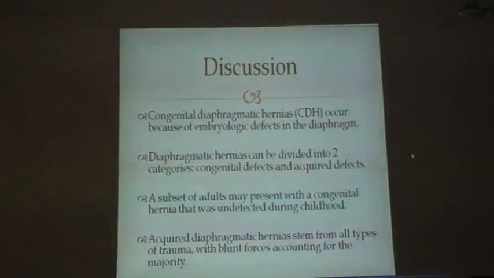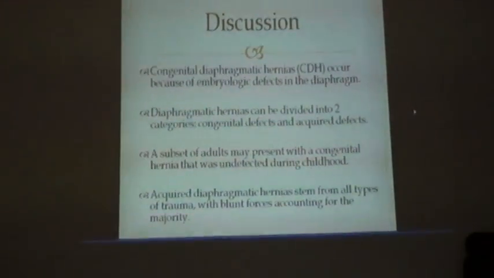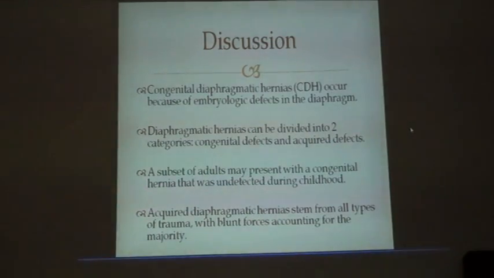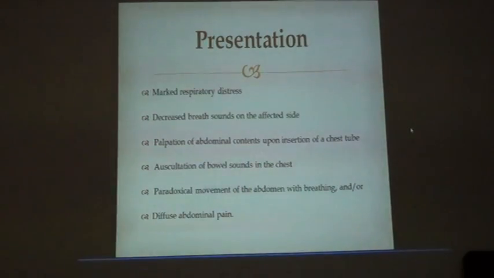Discussion. Coming to the discussion, congenital diaphragmatic hernias occur because of embryological defects in the diaphragm. Diaphragmatic hernias can be divided into 2 categories: congenital defects and acquired defects. A subset of adults may present with a congenital hernia that was undetected during childhood. An acquired diaphragmatic hernia stems from all types of trauma. However, blunt forces account for the majority of them.